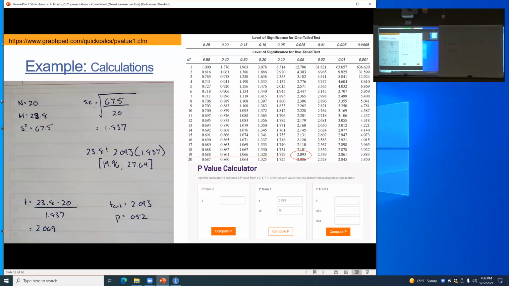If I put in my test statistic, 2.069, and my degrees of freedom, I'm going to save someone some confusion and headache. Make sure that you're using your test statistic here, not your critical value, because if you plug your critical value in there, you'll always get 0.05. So just make sure you're clear on that. But we go through and do that, and I compute my p-value: p equals 0.052.